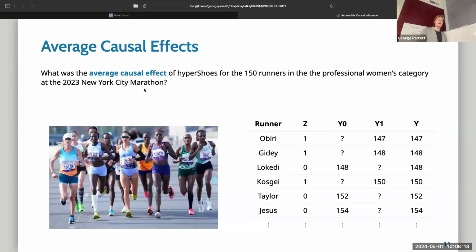Fortunately for us, we can estimate average causal effects. So we might not be able to know how big of a difference the shoes made for Helen, but if we have many, many runners, say all 150 runners in the professional women's category, we can estimate how effective the shoes were on average. And this is called an average causal effect.